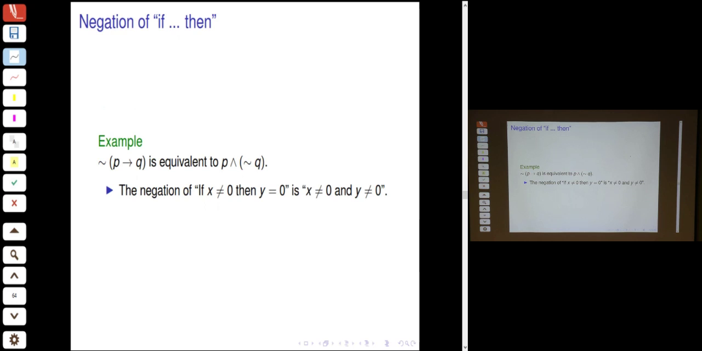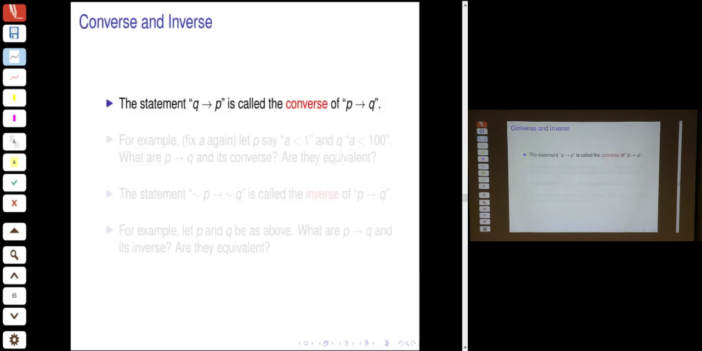So, for example, the negation of if X, okay, so here's some example. Okay, so we want to have more examples, spend a little bit more time on if-then, right? Because sometimes people make mistakes and so on and so forth. So let's start from here.